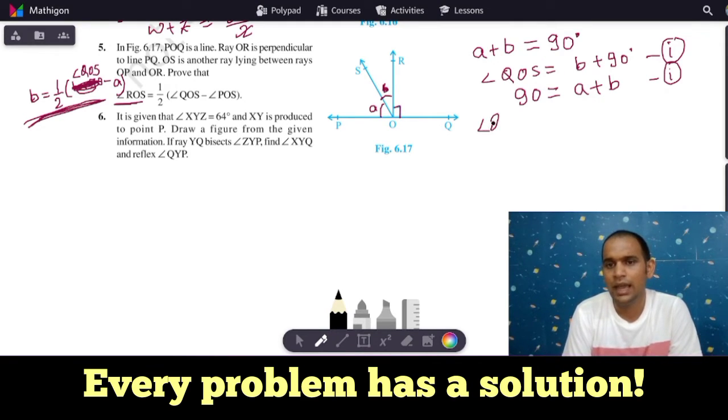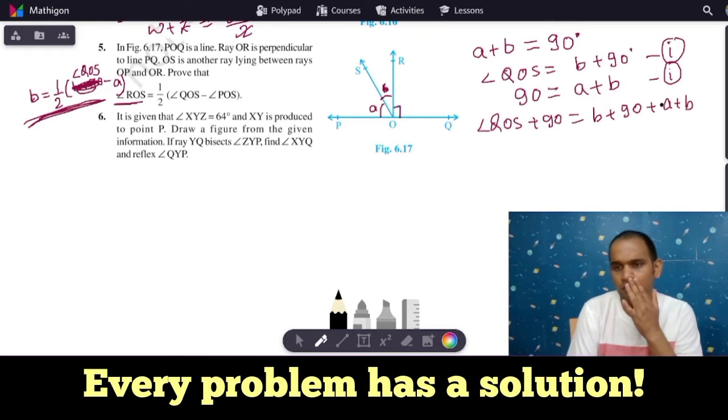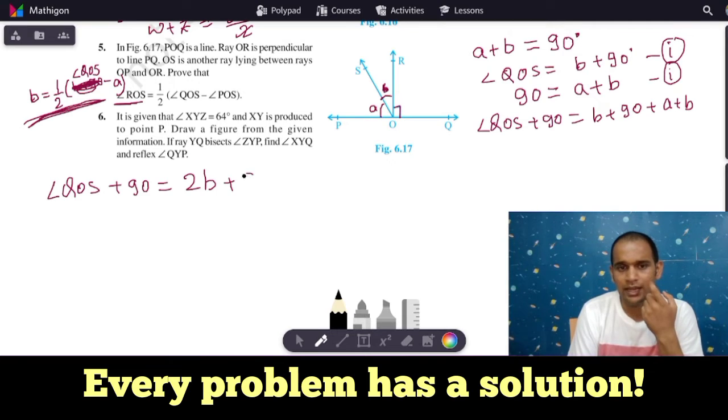So what will we get? Angle QOS plus 90 equals, as you can see, B plus 90 plus A plus B. Yes or no? So over here, B plus B, I'll rewrite it here. It becomes angle QOS plus 90 degrees equals B plus B on the right hand side. So I'll get 2B plus 90 minus A, yes or no, plus A. Over here, as you can see, I need B alone on one side. So I'll keep B here and take everything else to the other side.